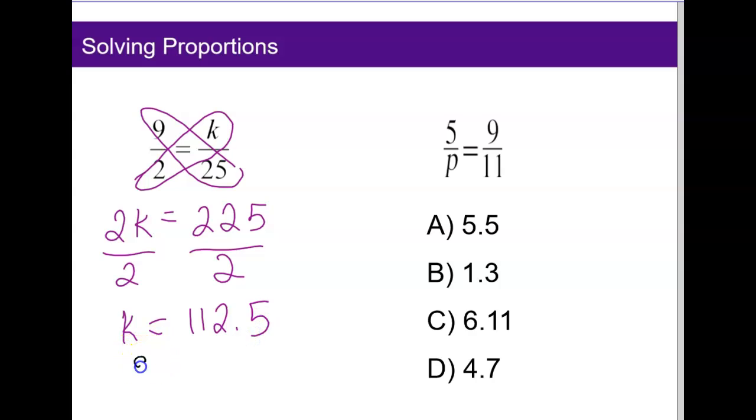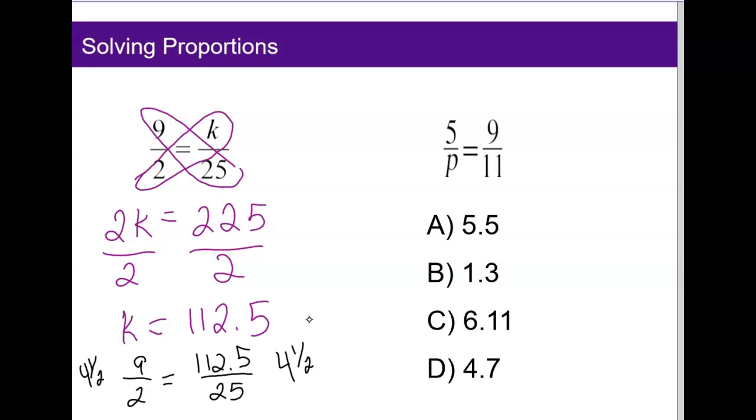We're saying 9 over 2 is equal to 112.5 over 25. Now, does that make sense? 9 over 2. Well, if I think about 9 over 2, I know that that's 4.5. 112.5 over 25. Well, 25 goes into 112.5 4 times with half left over. They're both equal to 4.5.